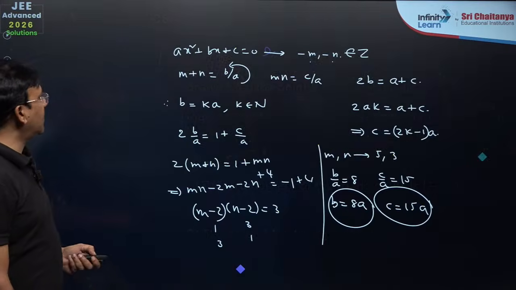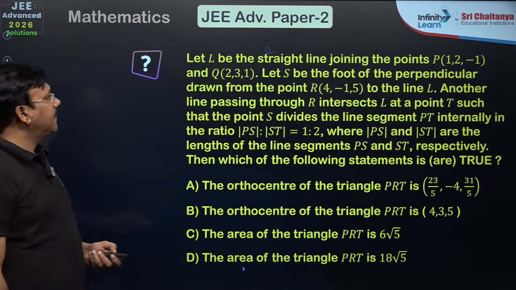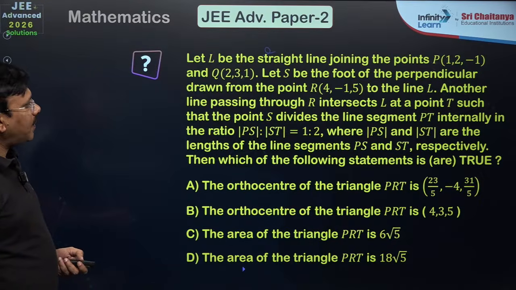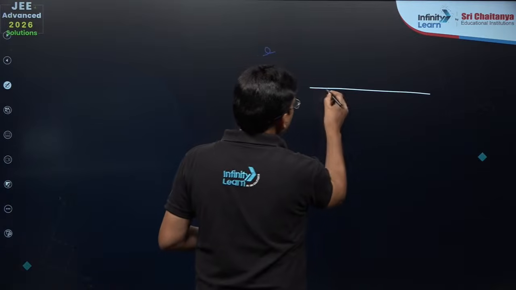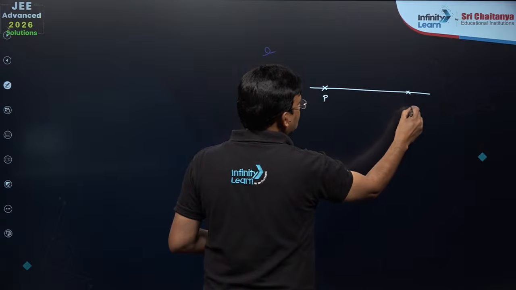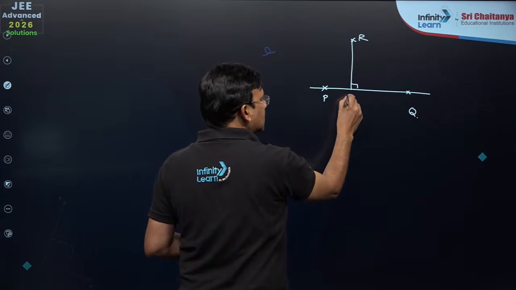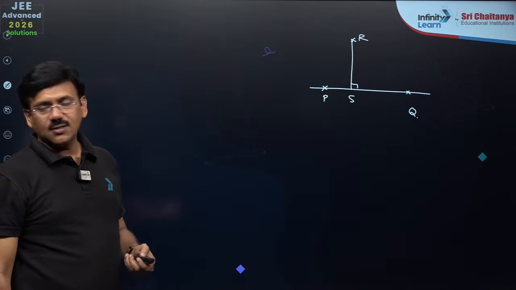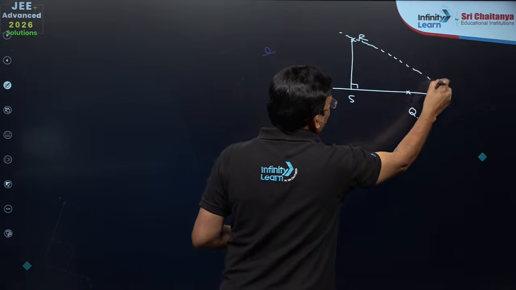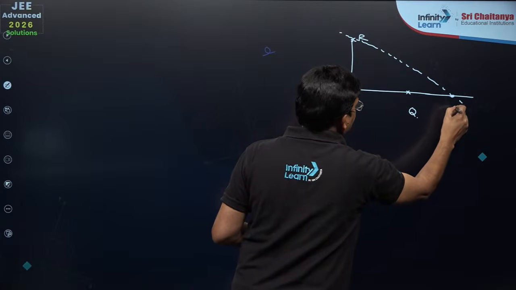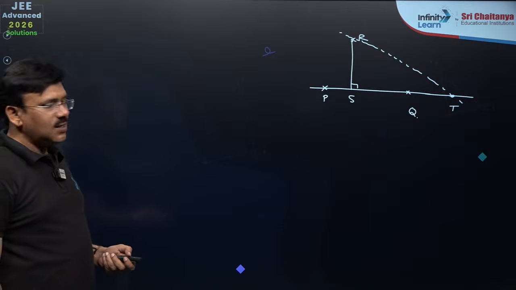Clear? Next, you see this question, it is a 3D geometry based question. Here, let L be the straight line, P, Q, R are given. You see, the situation is like, P is a point here, Q is a point here. From a point R, a perpendicular is drawn onto this line at S, which internally divides PQ, and he has taken a line through R which cuts the same line at T, and moreover, S divides PT in some ratio he has given.